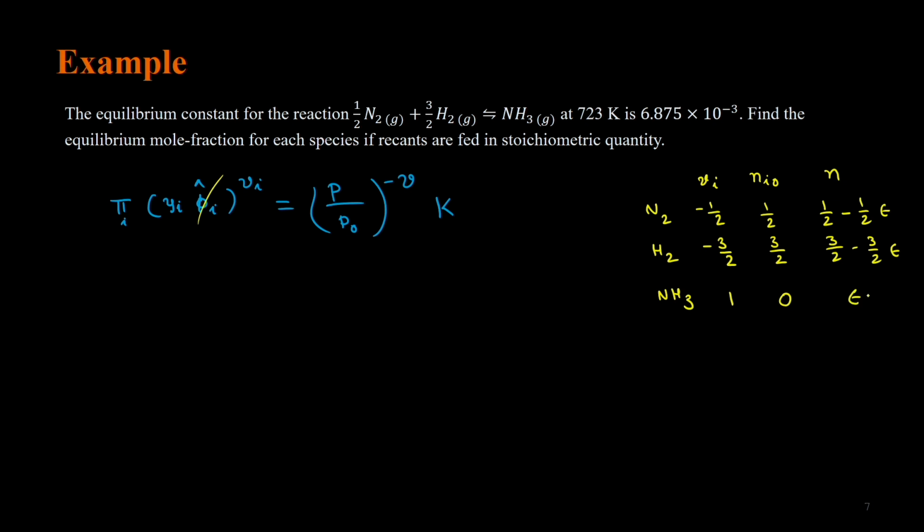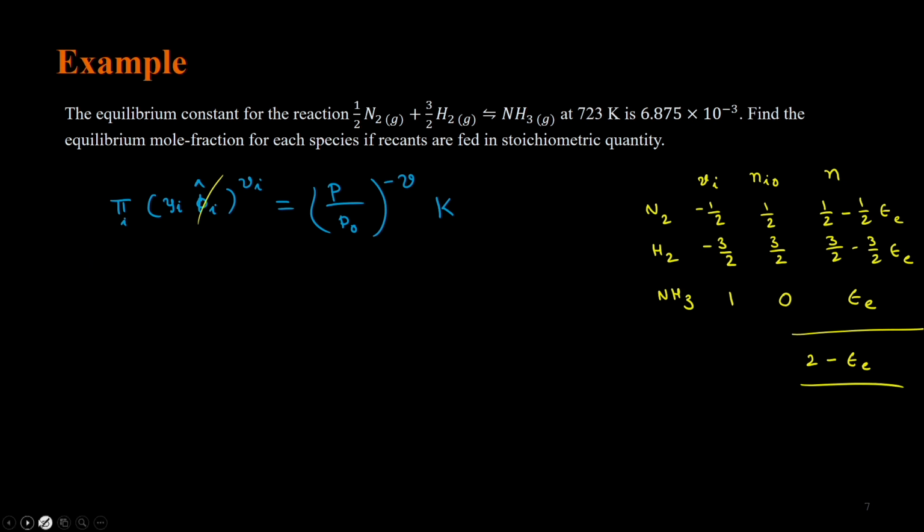Now, at equilibrium, let us call this reaction coordinate epsilon E. It is not at any condition, it is rather at the equilibrium condition, so I'm going to use the subscript E for this reaction coordinate. Now, at this equilibrium condition, if I add the total number of moles, it will be 2 minus 2 times epsilon plus epsilon, that would add up to 2 minus epsilon. That's the total number of moles.